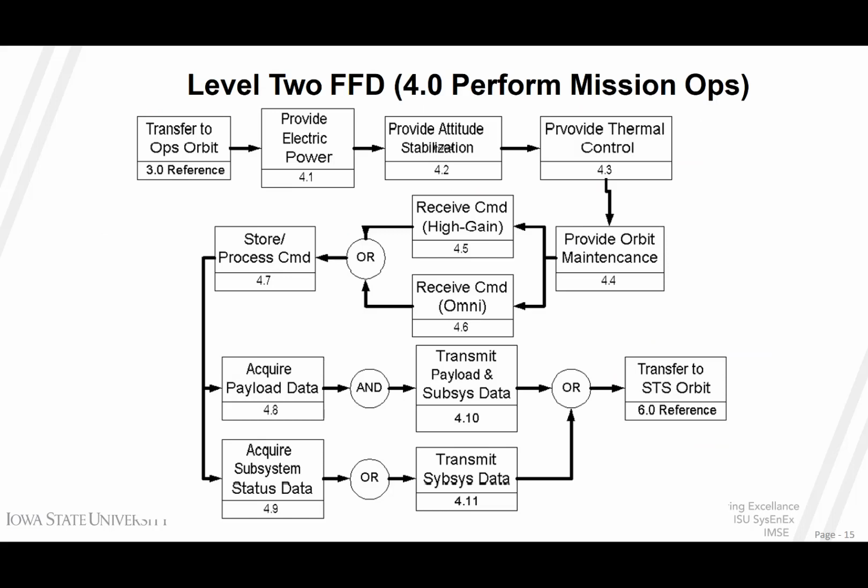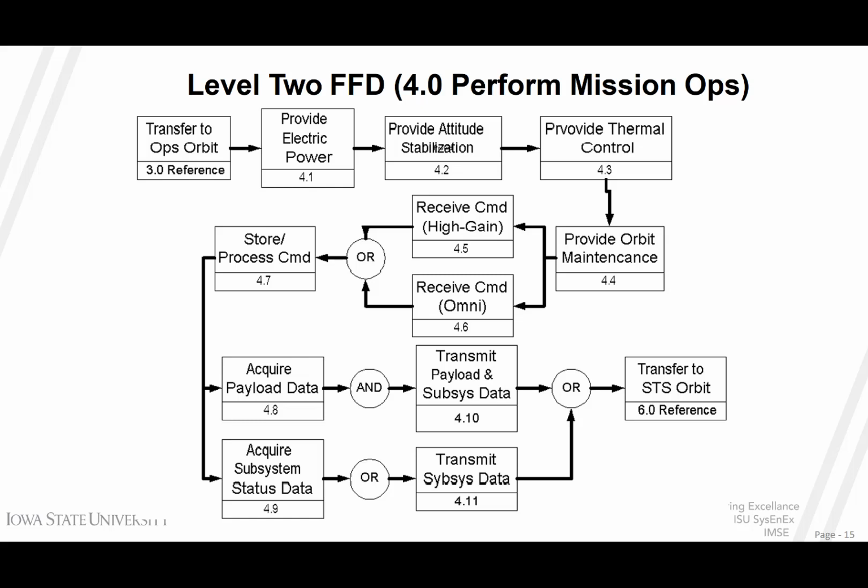Here's an example of a level 1 functional flow diagram. You see the steps being launch, ascent into orbit, checkout, deploy, and payload, transfer to ops orbit, etc. 0.0, 1.0, 2.0, it follows that individual convention. It has the and/or component here, and is also a very high level. The intent at the top level should be very simple and straightforward.